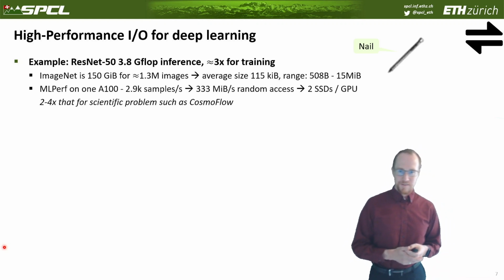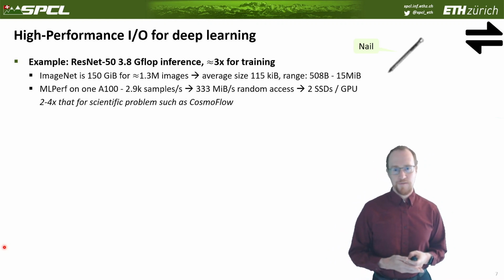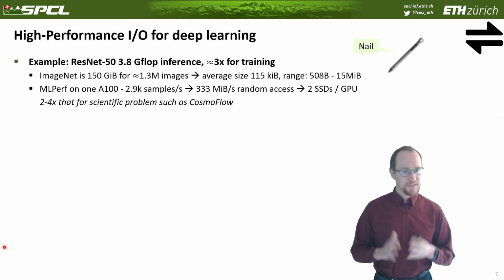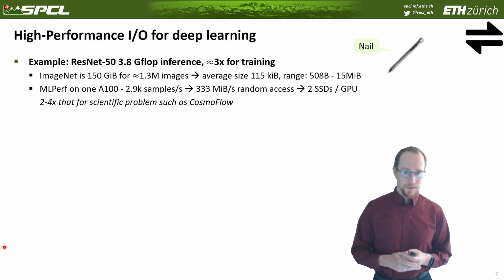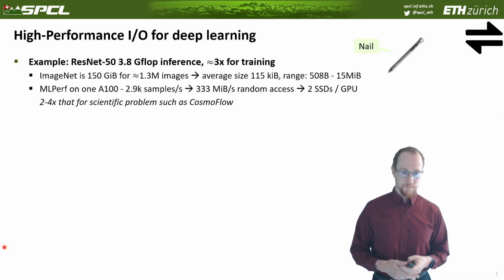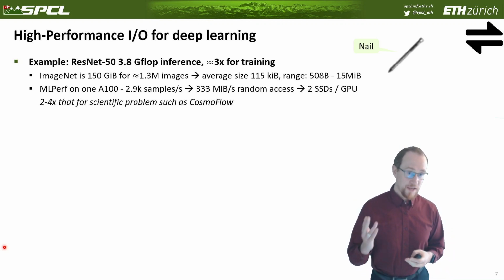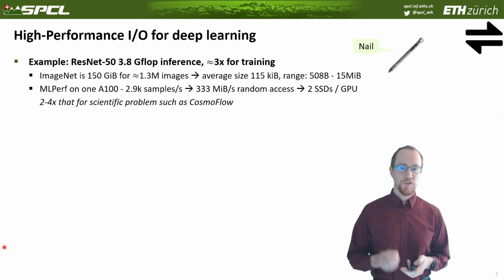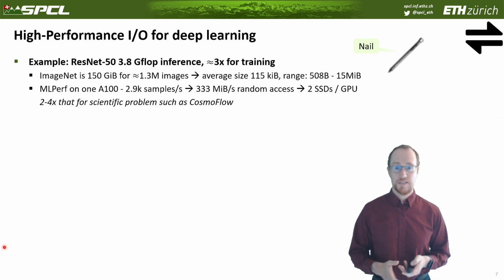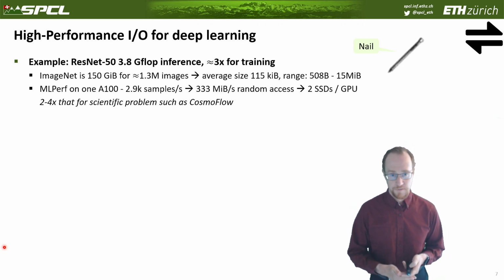Then if you look at the standard benchmark like MLPerf on an A100, it gets us about 2.9 thousand samples per second. So on a single GPU device, we get 2.9 thousand samples per second, which gives us 333 megabytes of input volume at the average image size. Random access. So my estimation is we would need 2 SSDs per GPU to just load this data. And in fact, the data is 2 to 4 times as big for larger scientific problems such as CosmoFlow.